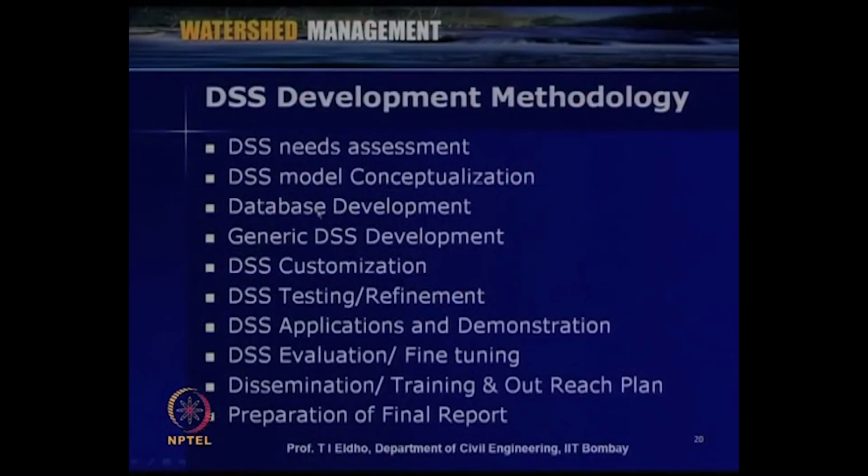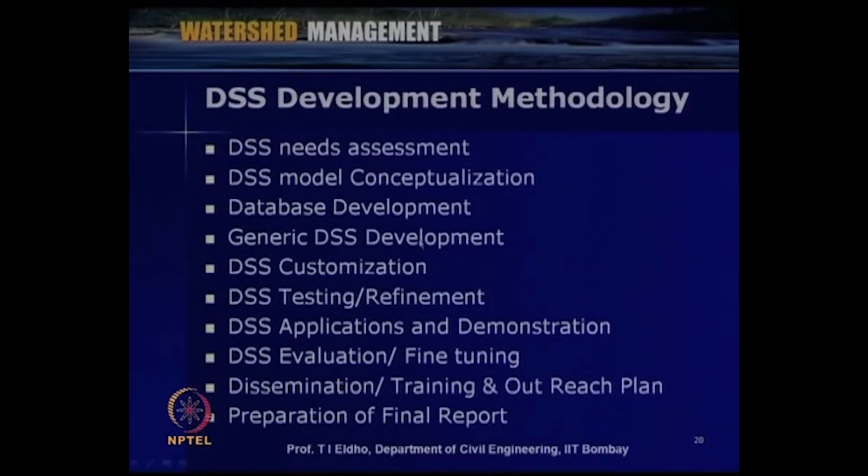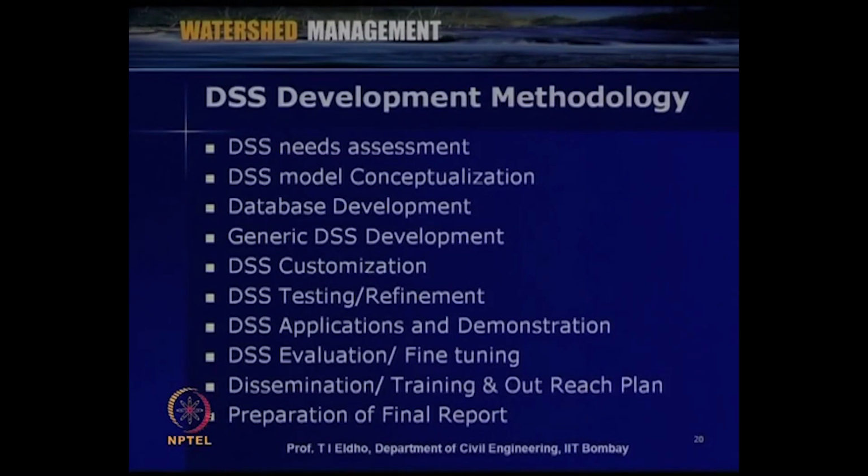Then DSS model conceptualization. Very similar to how we conceptualize a model, we have to conceptualize the various components of the decision support system, and then, as given in the slide, the database development. We have to develop the database, which is one of the essential components of the DSS. Then the next step is generic DSS development. Based upon all these aspects, we can have a generalized DSS system. And then for particular problems, say to deal with particular water related, soil related or land related issues, we can customize the system. That is the so called DSS customization.